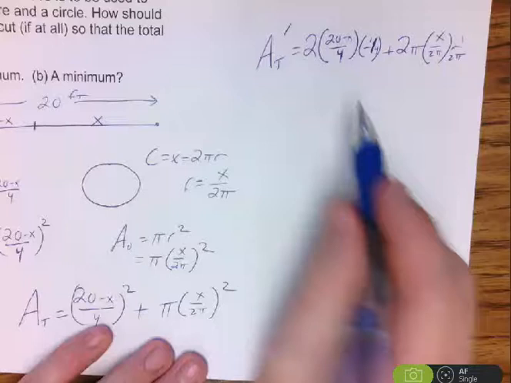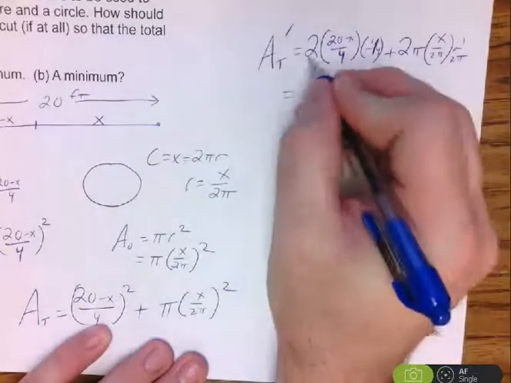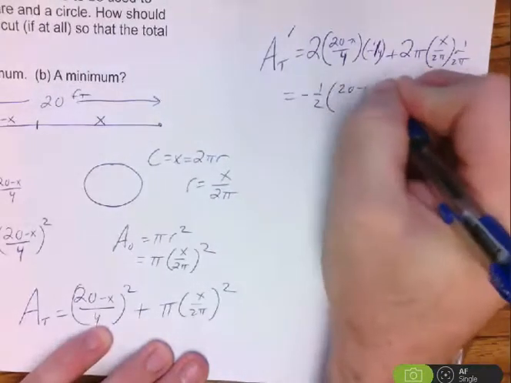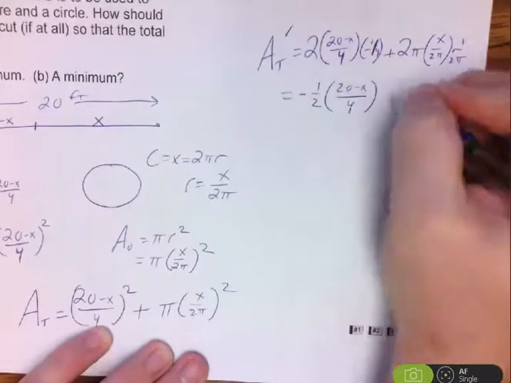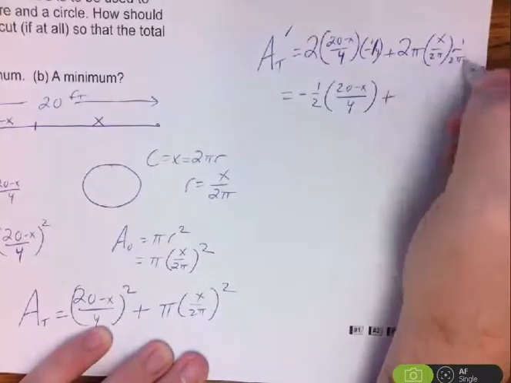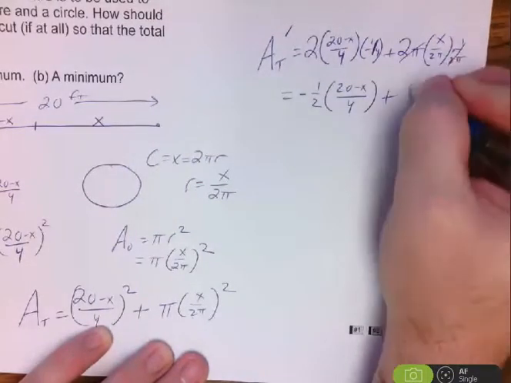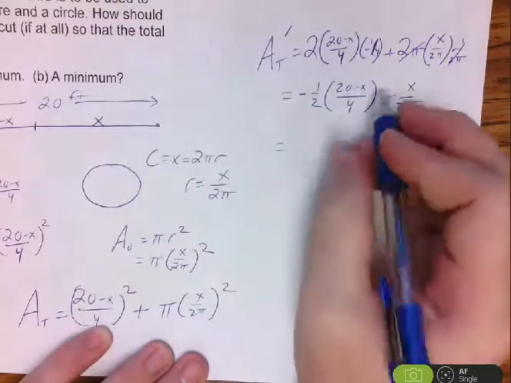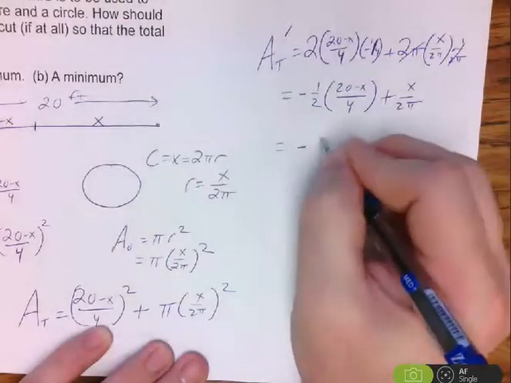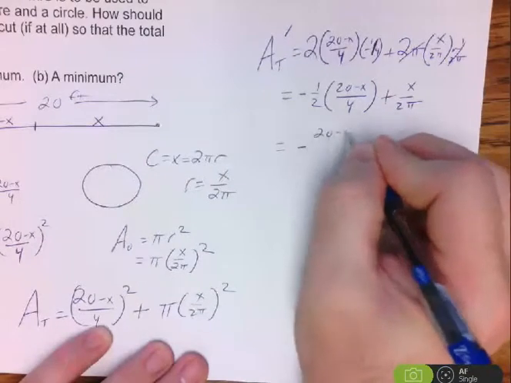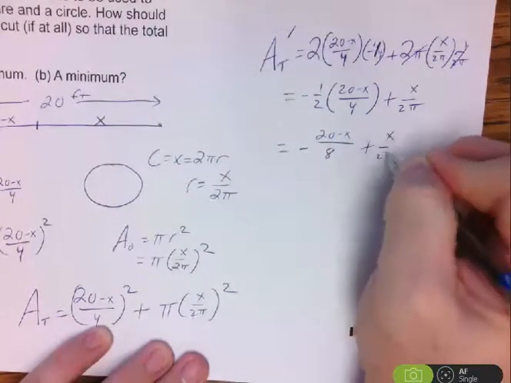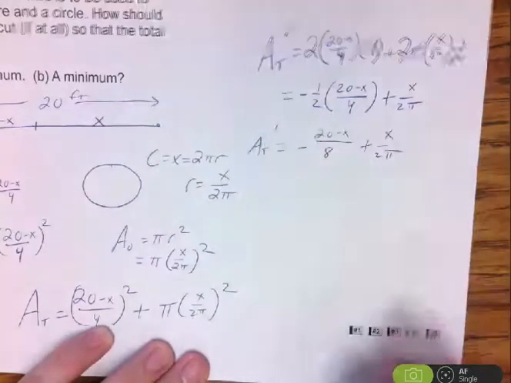So this can get cleaned up a little bit. Negative 1/4 times 2 is negative 1/2. I'll leave this alone for a second. Plus, how convenient, 2 pi times 1 over 2 pi, I'm left with x over 2 pi. Clean that up one more time. This is going to be negative (20 minus x) over 8 plus x over 2 pi, and that's my derivative.